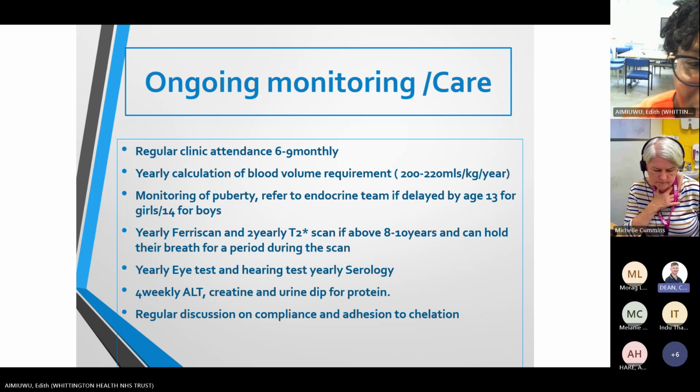The only reason we did that is because the child was over the age of 2, so it wasn't a license for Exjade.